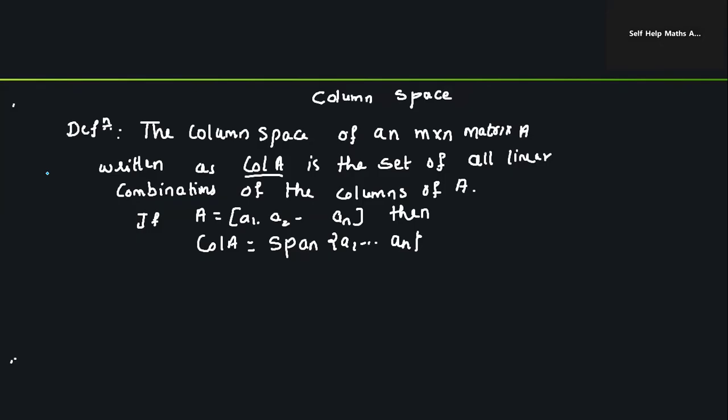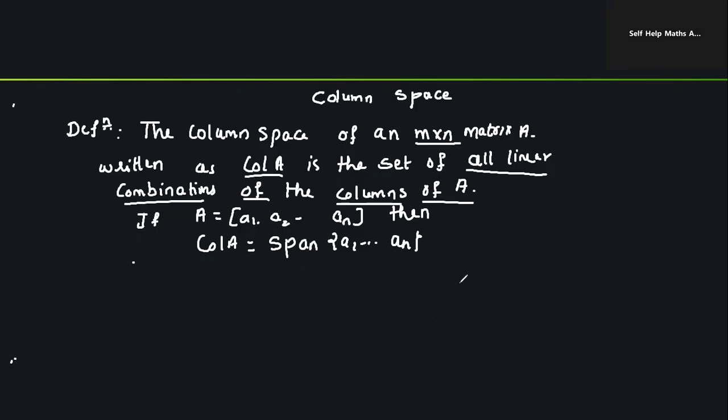In order to understand the column space, it has to be defined for any M cross N matrix. So there is no compulsion on the given matrix to be a square matrix. It can be any M cross N matrix A. We write our column space as Col A, as in the previous notation where we wrote the null space as Null A. This is the set of all the linear combinations of the columns of A.